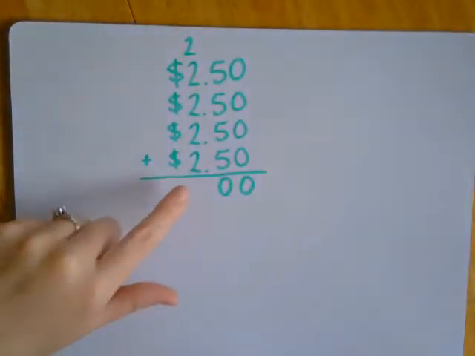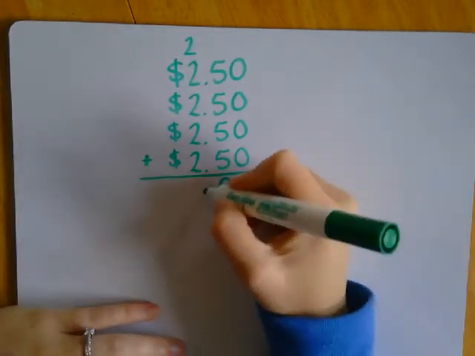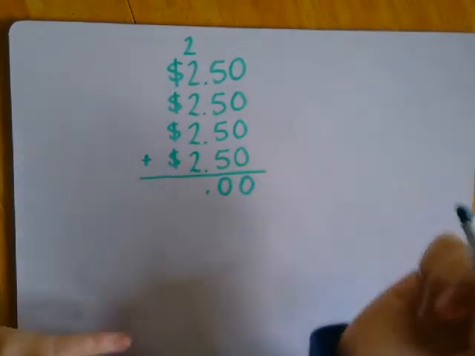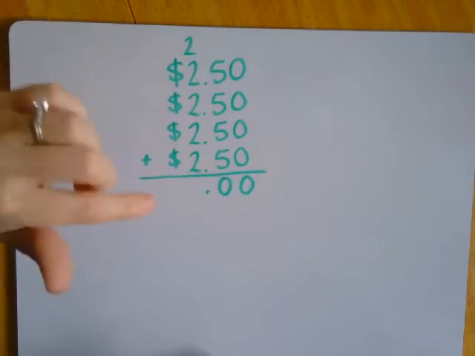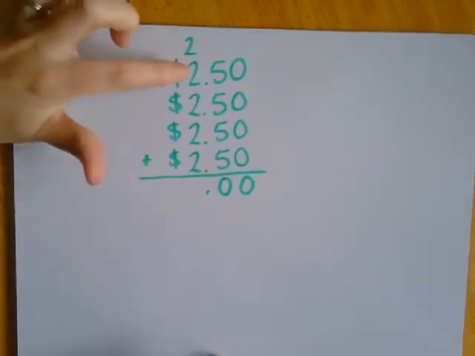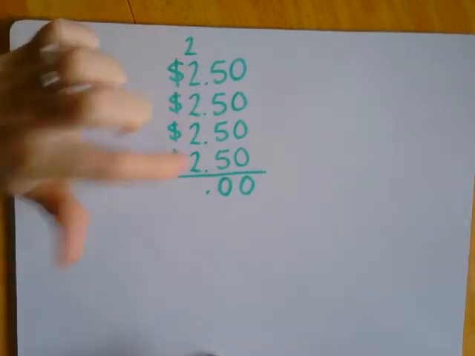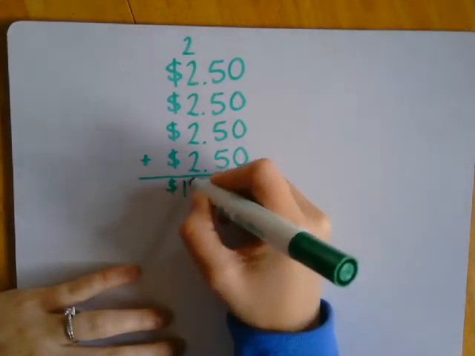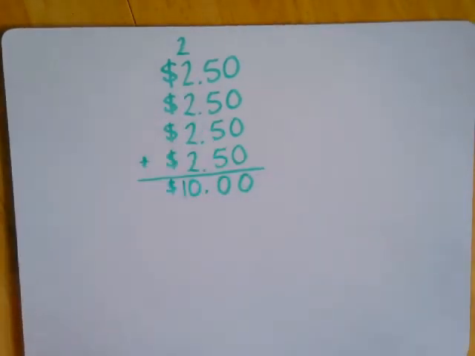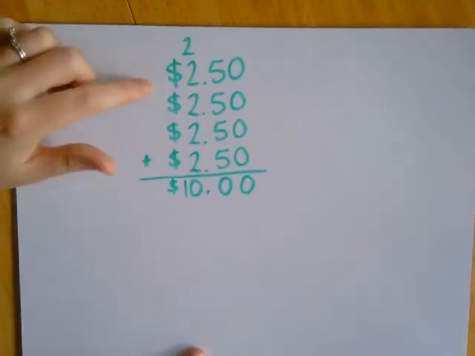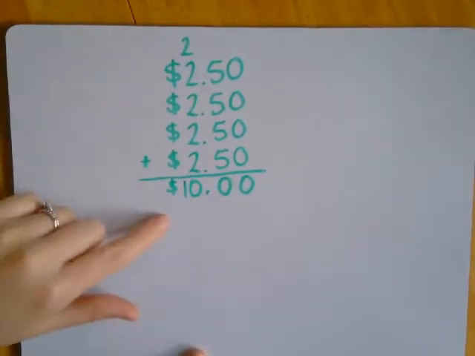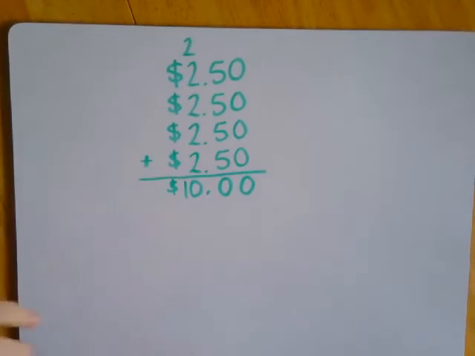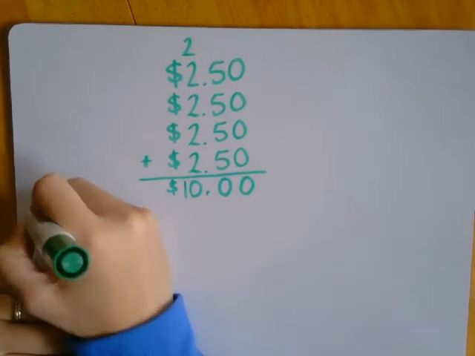Again, we are dealing with money and decimals, so I'm going to make sure that I include that in my answer. And then I can add up all the ones place together. 2, 4, 6, 8, 10. So Adrian bought 4 books that cost $2.50. So those 4 books together equal $10.